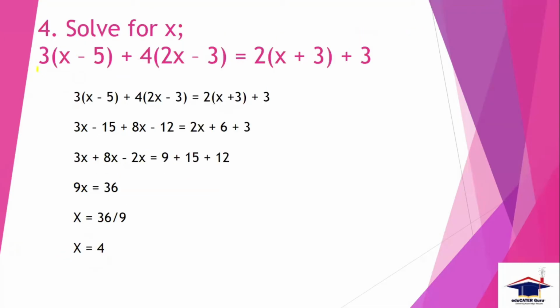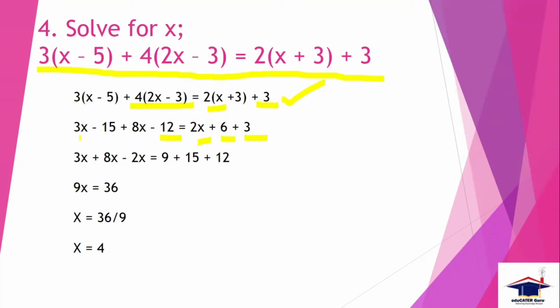Next, solve for x. The equation is 3 into x minus 5 plus 4 into 2x minus 3 equals 2 into x plus 3 plus 3. So first you have to write the equation. Then 3 into x is 3x. 3 5s are 15. 4 2s are 8. 4 3s are 12 equals 2 into x is 2x. 2 3s are 6 and plus 3. That we have to write.